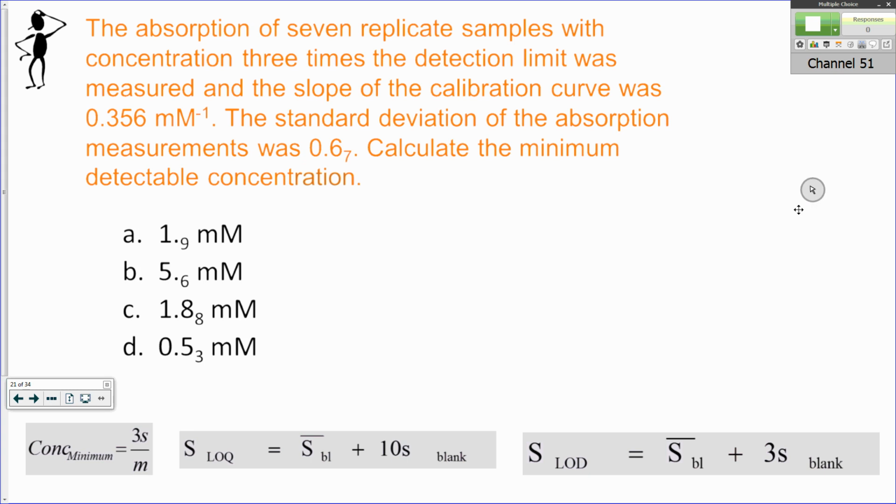So you did absorption analysis of 7 replicates. Got the slope of the calibration curve. Tell you the standard deviation. And I want to know what is the minimum detectable concentration.